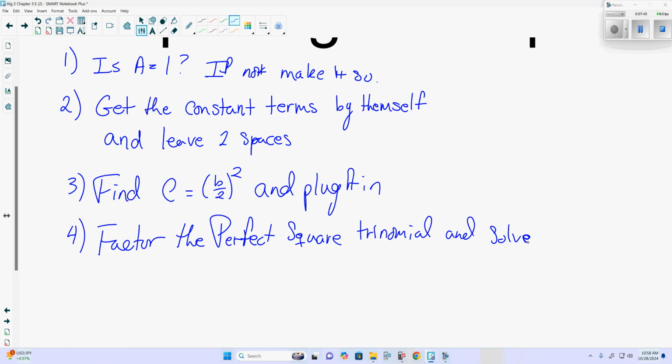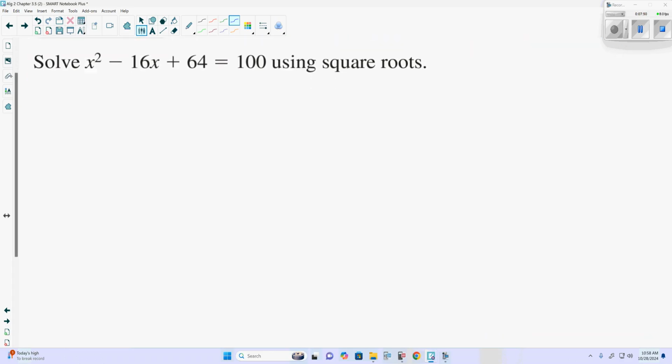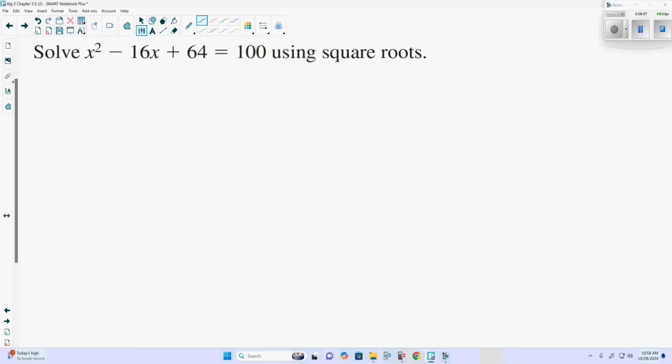Okay. We get those written down. All right. Solve x squared minus 16x plus 64 equals 100. Now, we've already solved this. This is one of the ones we did on Friday. When we did this on Friday, the first thing we did was actually just factor this. But for this one, we're going to act like the x squared minus 16x plus 64 is not a perfect square trinomial already. So we're just going to go through these steps.